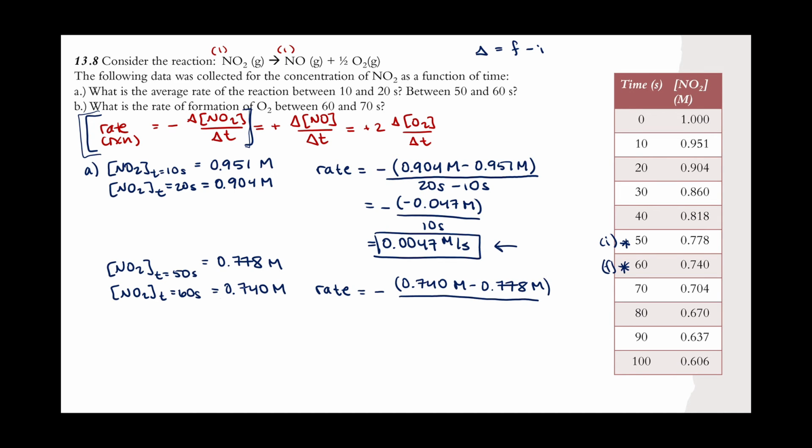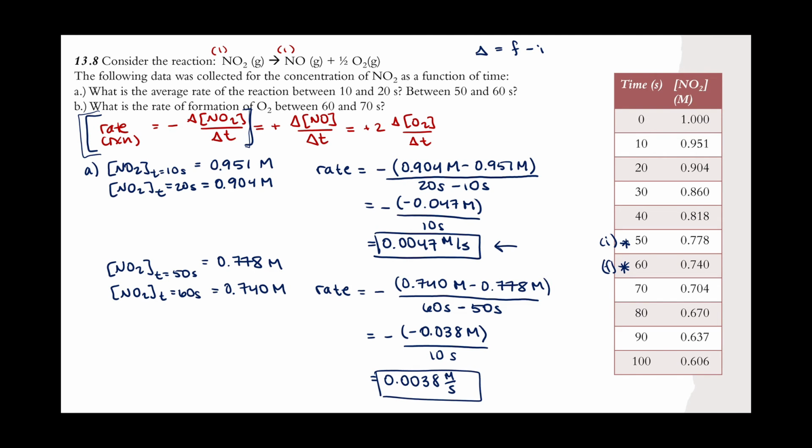Divided by the change in time. If I go ahead and simplify that numerator, it comes out to be negative 0.038 divided by 10 seconds. And if I simplify that again, negative signs cancel out, and we get 0.0038 molarity per second.